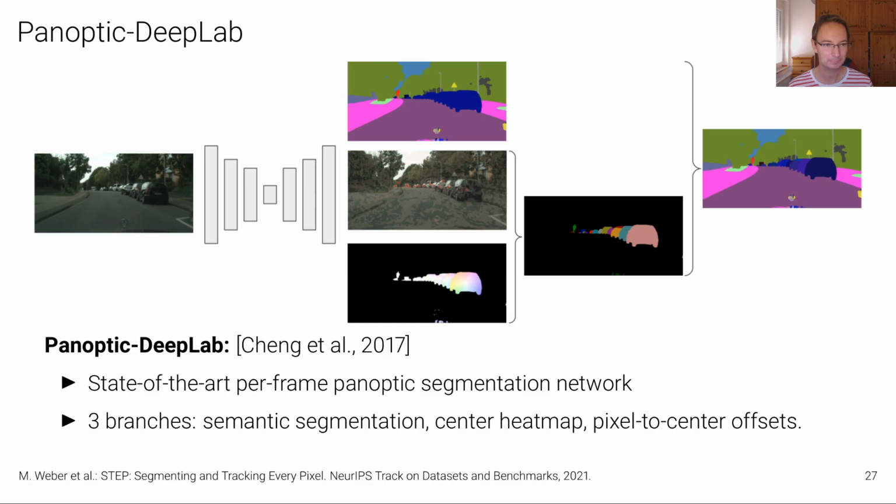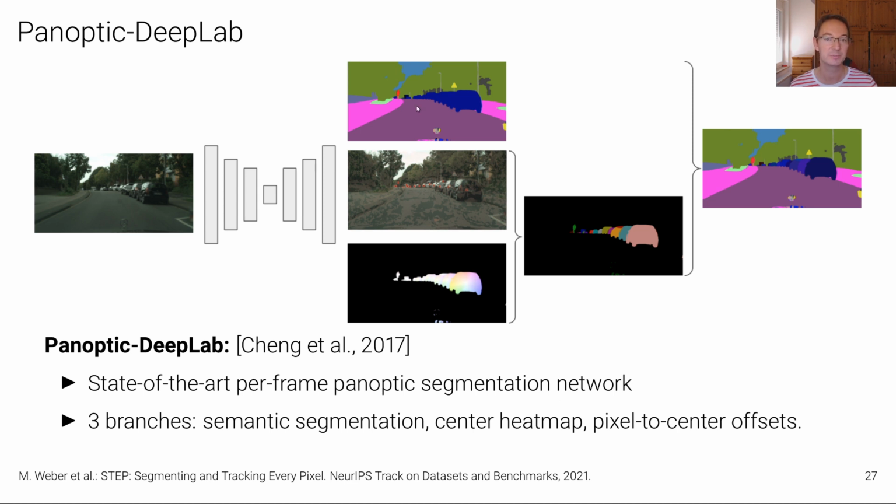Okay, so now we have defined the datasets, the benchmarks, and the metric. Now we need some baselines to bootstrap this benchmark. And we built upon the state-of-the-art Panoptic-DeepLab algorithm for panoptic segmentation. This has first been introduced by Cheng et al., but we also propose a repository for a state-of-the-art implementation of this algorithm. So this is a state-of-the-art per-frame panoptic segmentation network, which has 3 branches.